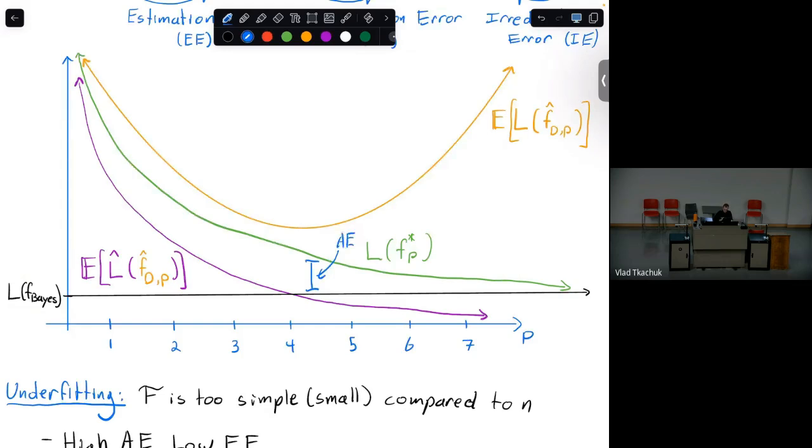And then this difference, that's estimation error. Okay, and here's kind of the beautiful thing: we definitely don't know what L of f star is, right? But we know what this L hat thing is. And we said that this estimation error, which is the difference between these two, can be thought of as just the difference between these two.